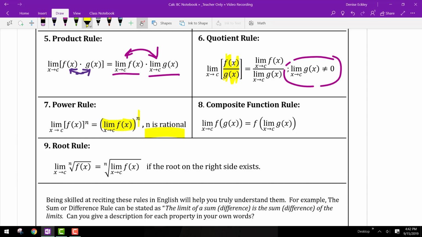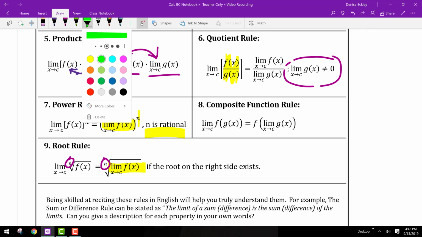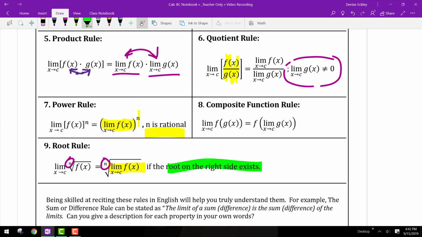And the root rule is very similar, but now instead of raising something to a power, we're taking the nth root. So instead of taking the nth root of the function and then taking the limit, we can take the limit, and then once we do the limit, we can take the nth root of that value. And this is important. You want to make sure that the root exists on the right side. So that's going back into our one-sided limit. So we want to be careful of that.